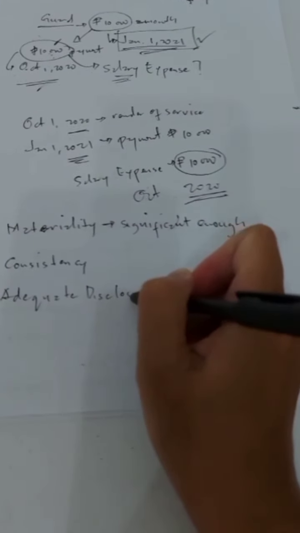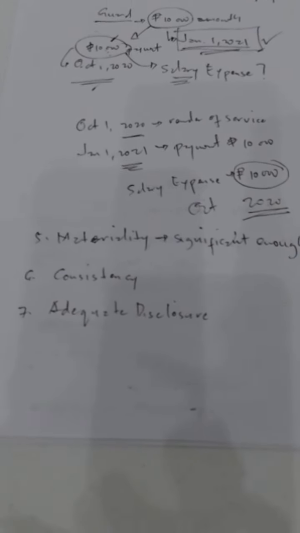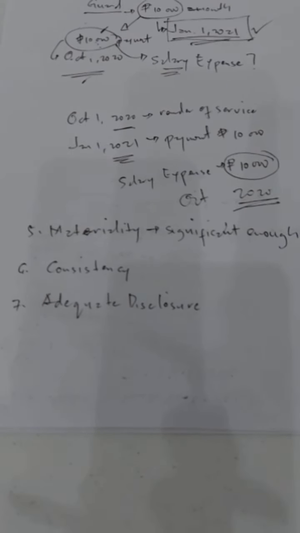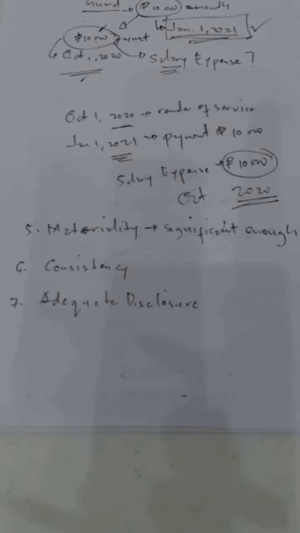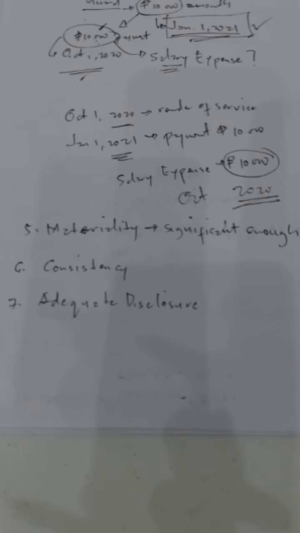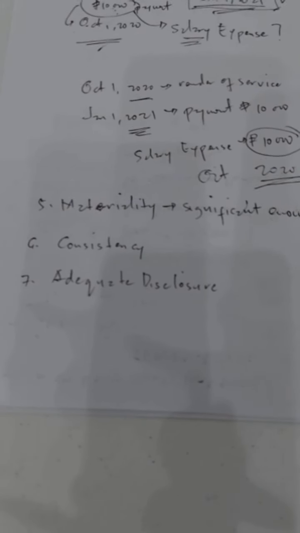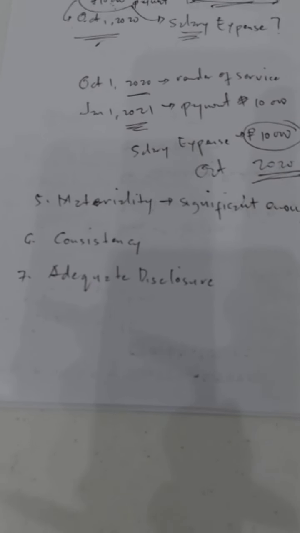disclosure. So, adequate disclosure requires that all relevant information that would affect the user's understanding and assessment of the accounting entity be disclosed in the financial statement. So, dapat nakalagay lahat ng information na makaka-affect sa understanding and assessment ng users natin ng financial statement. Mayroon naman tayong tinatawag na notes to financial statements kung hindi mailalagay sa income statement and sa balance sheet. I-disclose mo dun sa notes to financial statements. Example, yung mga methods na ginagamit, nilalagay dun sa notes to financial statement.